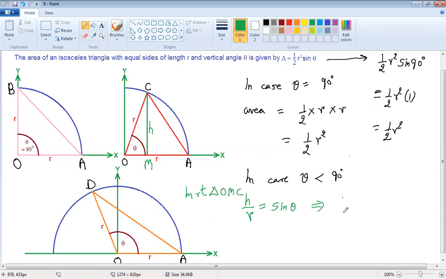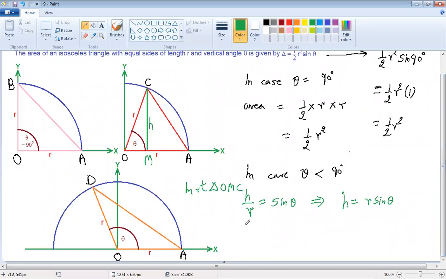That implies that h is equal to r sine theta, and so the height of the triangle for the base OA, which is r, is r sine theta. So therefore, area is equal to half into base into height, that is given by half r square sine theta. Is it clear?